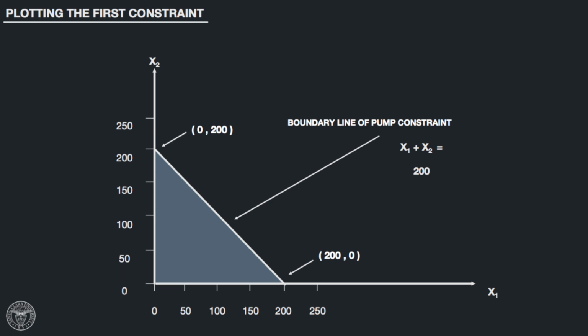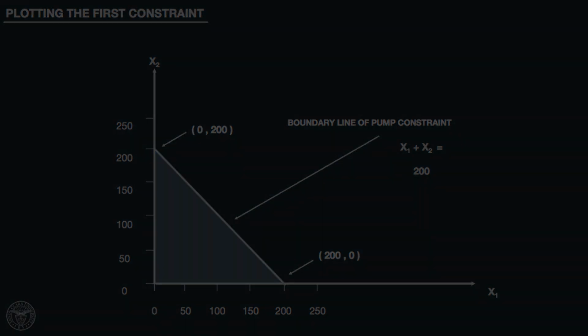So we have 2 points to draw a line. In this case, we can have x1 equal to 0, and in order to have the equation satisfied, we have x2 equal to 200. So we have the first point, x1 equal to 0 and x2 equal to 200. If we set x2 to 0, we have 200 for x1. Right now we have 2 points. We connect those 2 points, we have the first constraint line. And the left-hand side of the constraint would be the feasible area for this specific constraint.